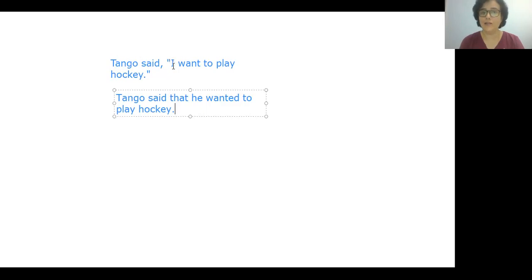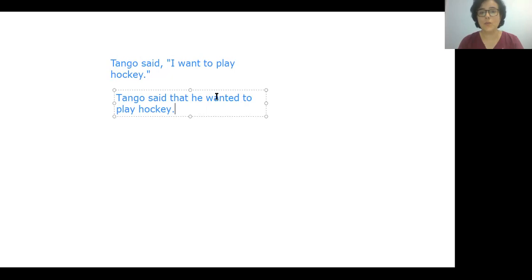And then I cannot write I there because if I write I, Tango said that I wanted to play hockey, that would be really confusing because you would wonder whether I want to play hockey or he wanted to play hockey, right? So you have to change the pronoun to either he or she depending on whether the person who is speaking is male or female. In Tango, let's presume he's male, and because of that, I've used the pronoun he.